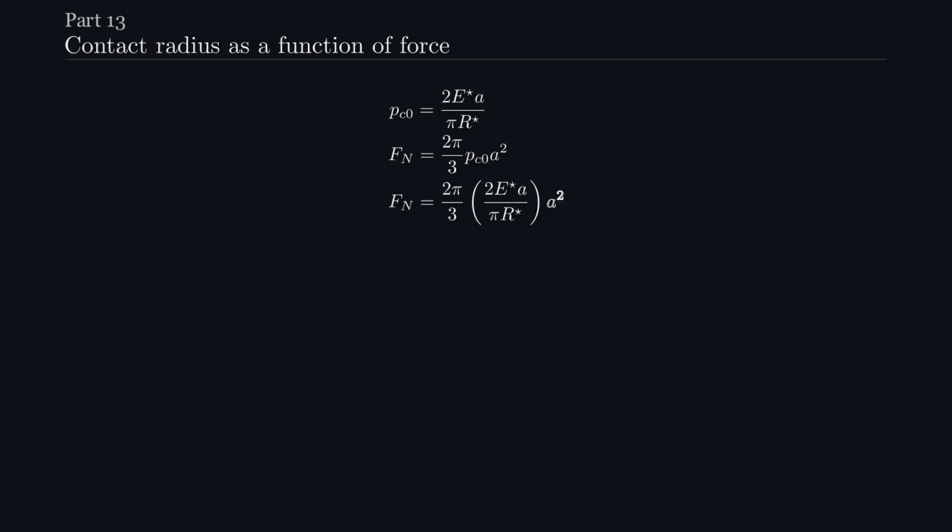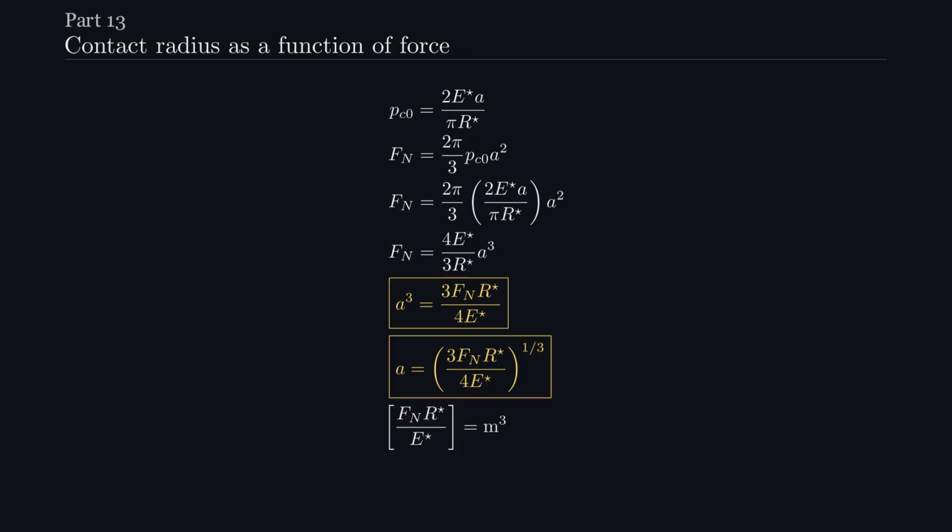Combine the maximum pressure from elasticity with the force from pressure integration. Substitute Pc0 into the force expression and cancel pi. The result is Fn equals 4E star over 3r star times a cubed. Solving gives the contact radius as a cube root law. The dimensional check gives cubic meters before taking the cube root.